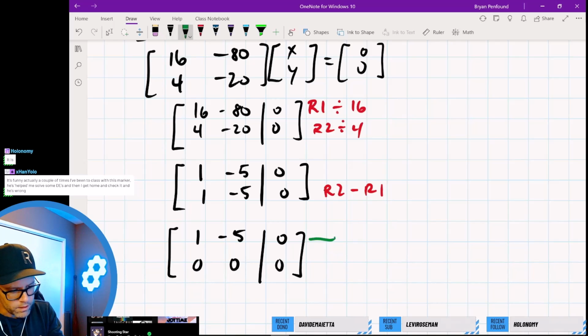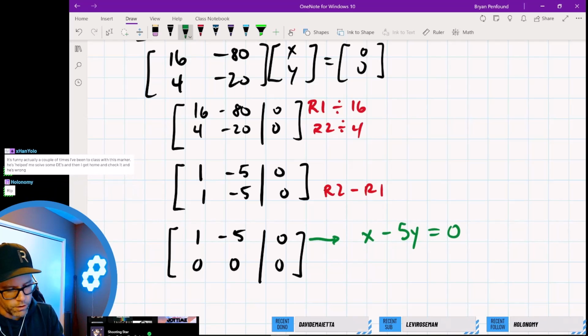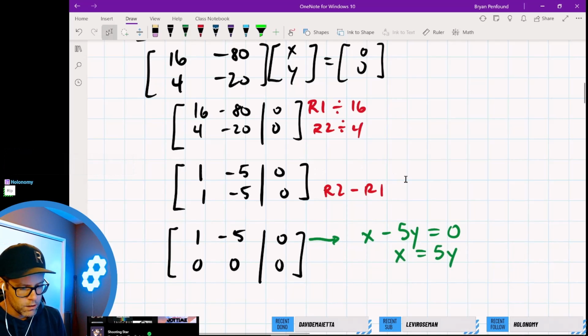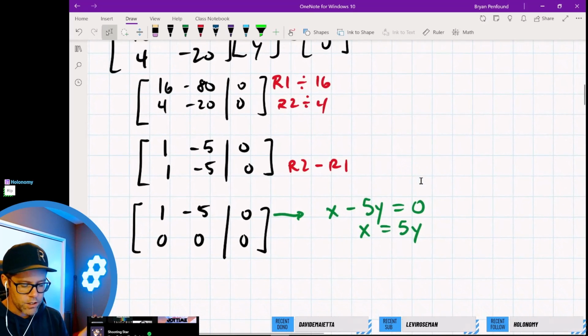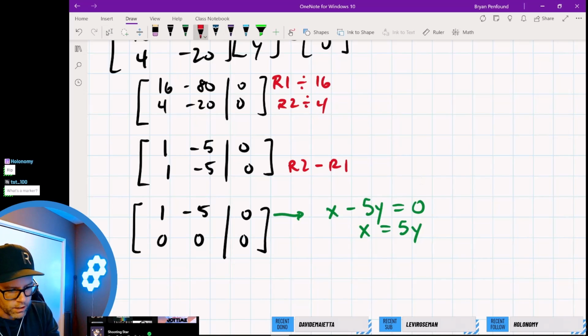Let's take a look at what this first equation says. It says that x minus 5y is equal to 0. Or we could say that x is equal to 5y. So we just need one eigenvector, and we know that all of our eigenvectors have to satisfy this particular equation. So any eigenvector, this has to be true.